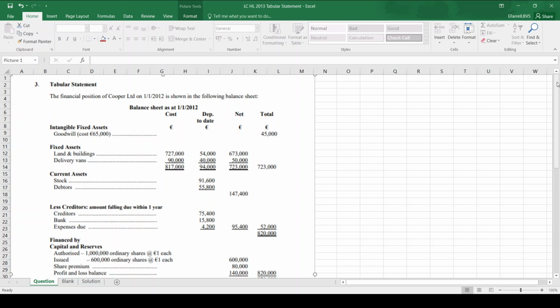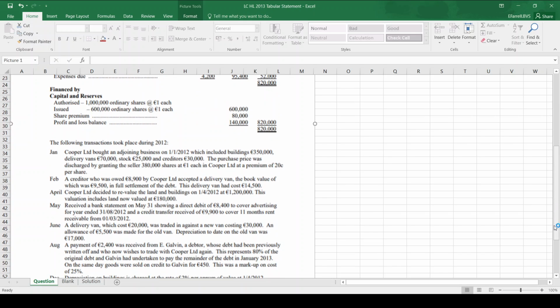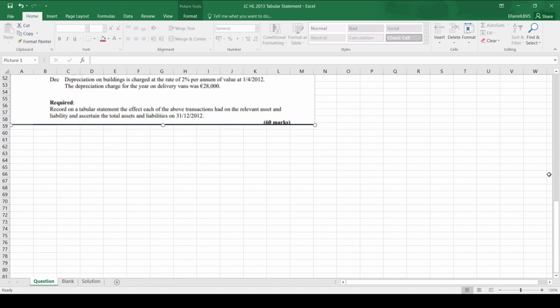Hi, today we are going to have a look at the 2013 Leaving Cert Higher Level Tabular Statement question. As with all tabular statement questions, we are given a balance sheet, we are given some monthly adjustments, and we are asked to prepare the tabular statement.